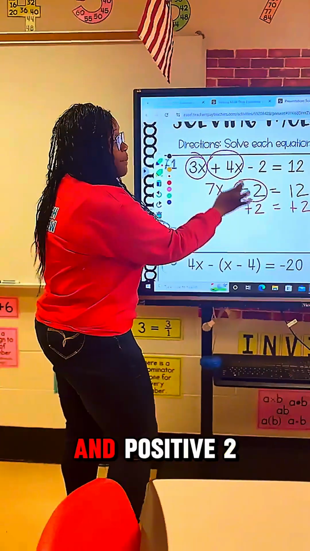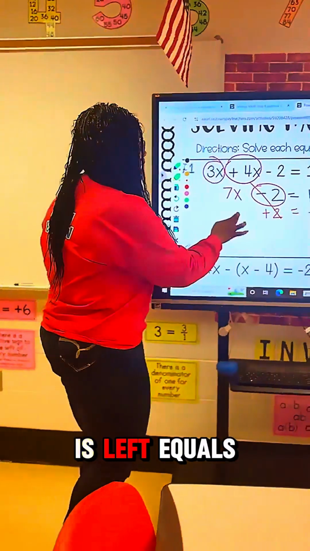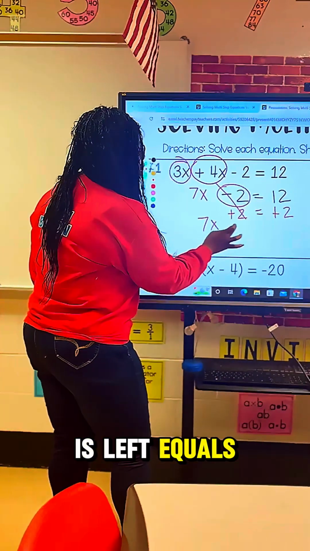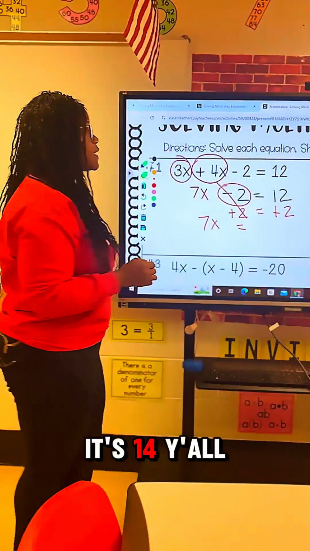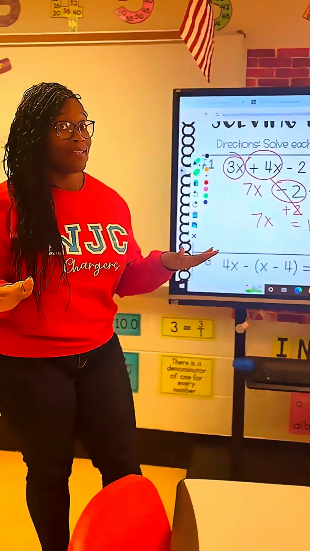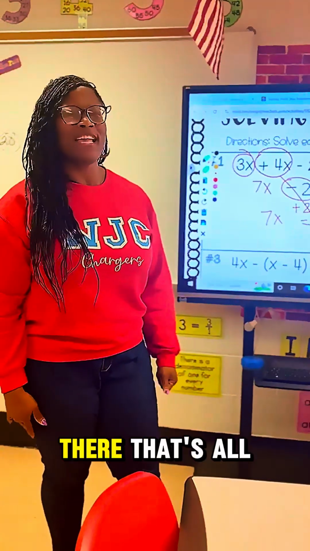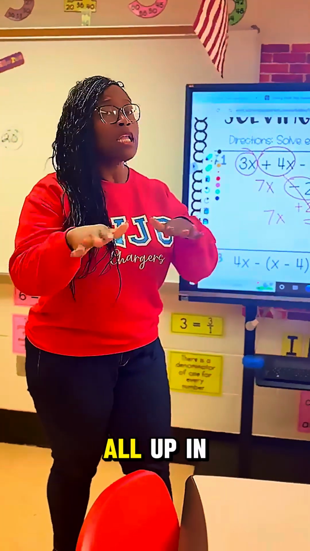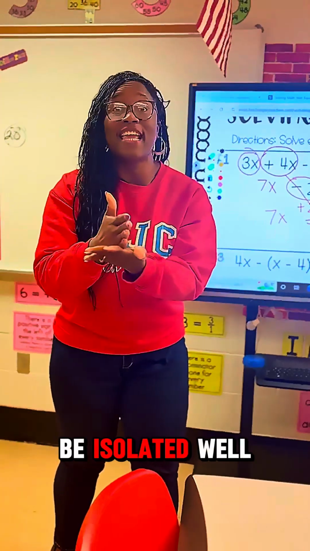I got to come over here because I want my equation to be balanced. So negative 2 and positive 2 cancel each other out. 7x is left equals, and what's 12 plus 2, you guys? It's 14. Y'all, x is almost happy. X is almost happy, but it has that 7 right there. That's all up in his grill, all up in his face. He got to get rid of it because the x wants to be isolated.